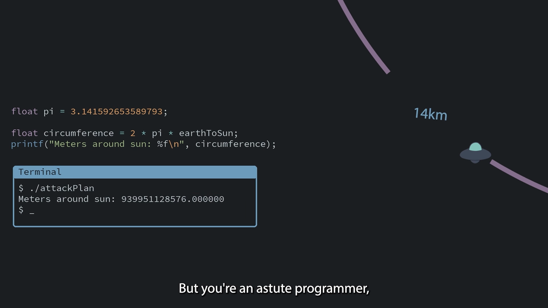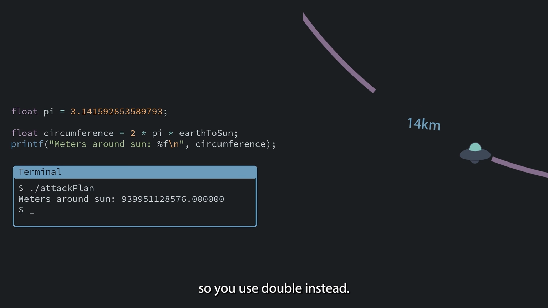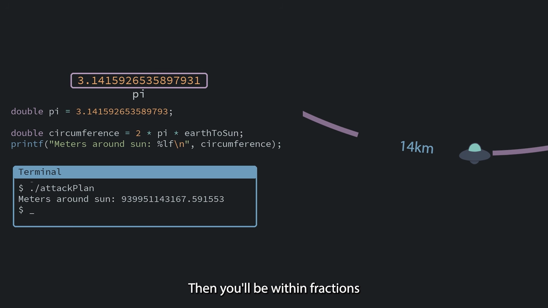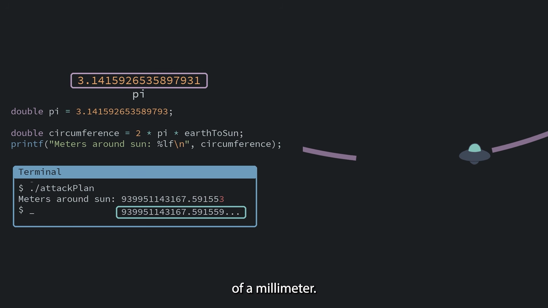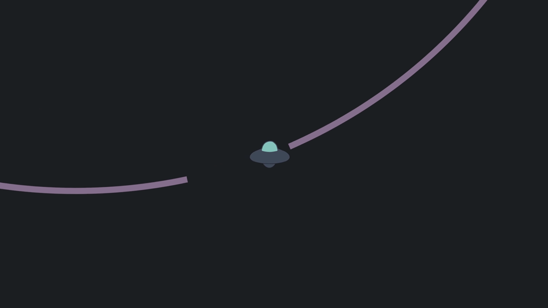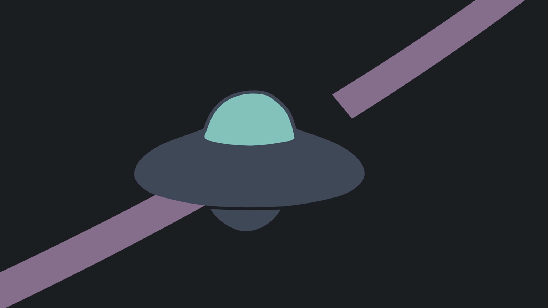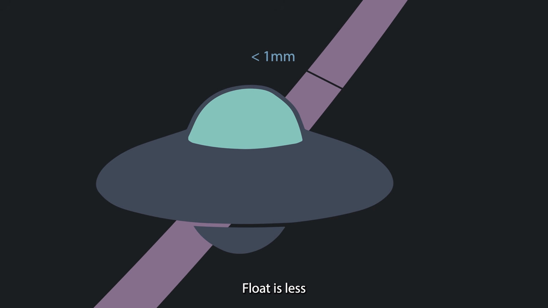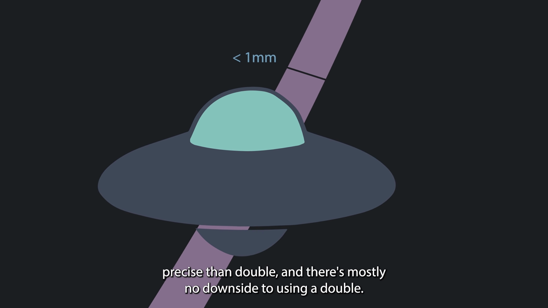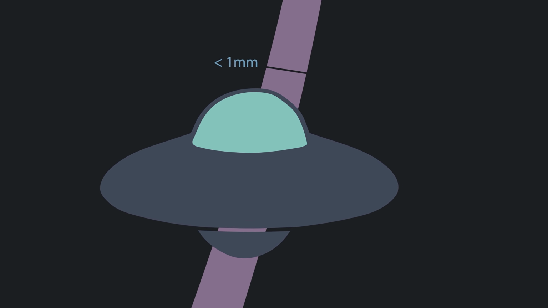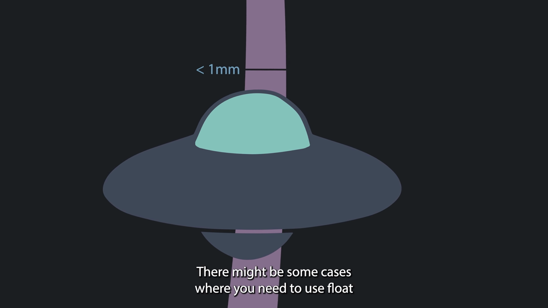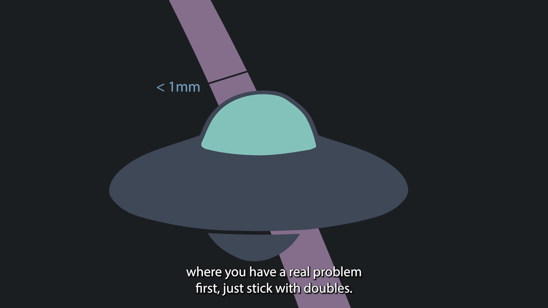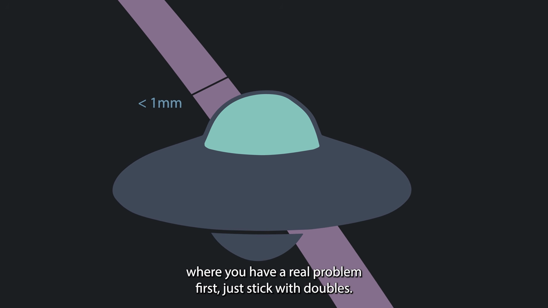But you're an astute programmer, so you use double instead. Then you'll be within fractions of a millimeter. Float is less precise than double, and there's mostly no downside to using a double. There might be some cases where you need to use float because you hit some performance issues, but until you hit those cases where you have a real problem first, just stick with doubles.